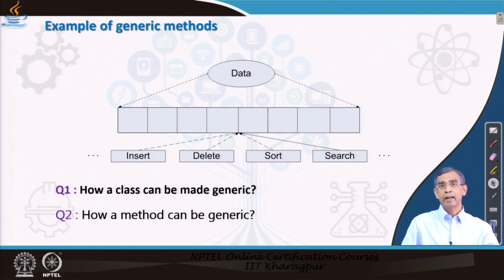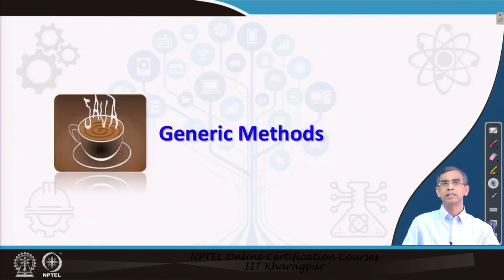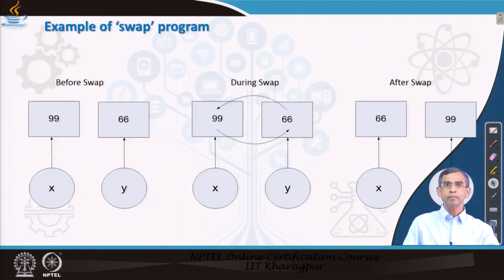If we can, then we can say that this is a generic collection, that means a class can be made generic, which basically stores the data irrespective of their type. It can process the data irrespective of their type. So this concept basically leads to the idea of generic methods in Java programming.